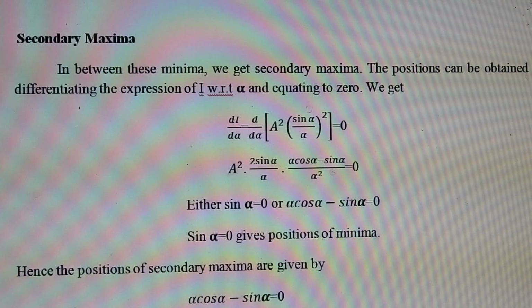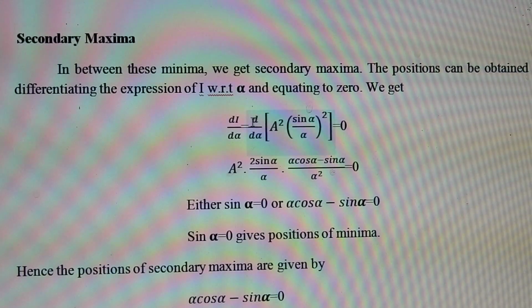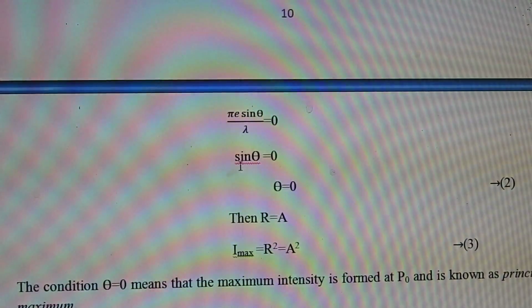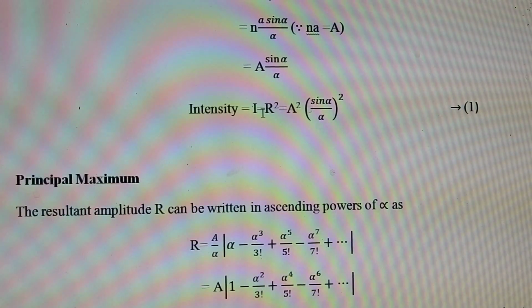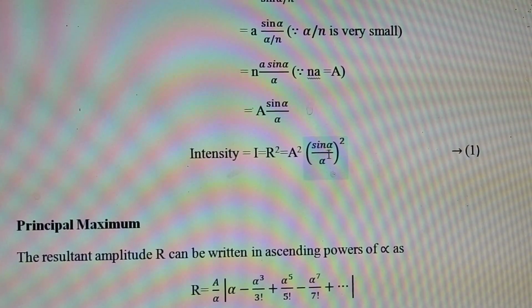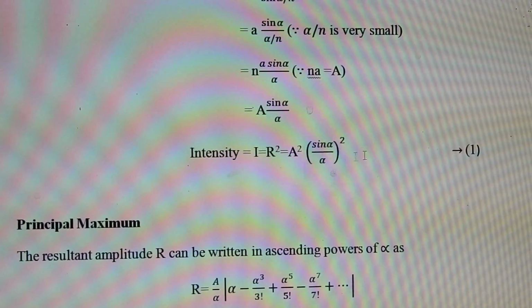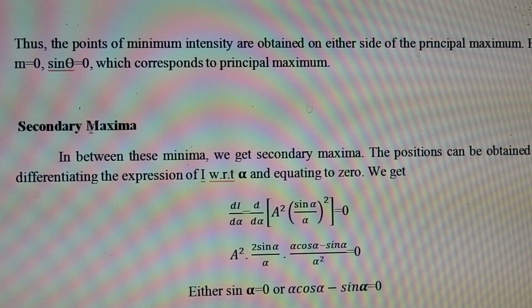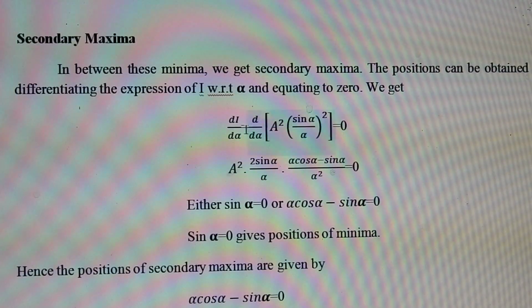Secondary maxima, if you want to get this big secondary maxima, this intensity should be differentiated. This intensity equation is an I value, I equation is an I square. You can see that I is equal to R square, which is equal to A square (sine alpha by alpha) whole square. This equation we have to differentiate to get secondary maxima. So further, if you do it, what happens?